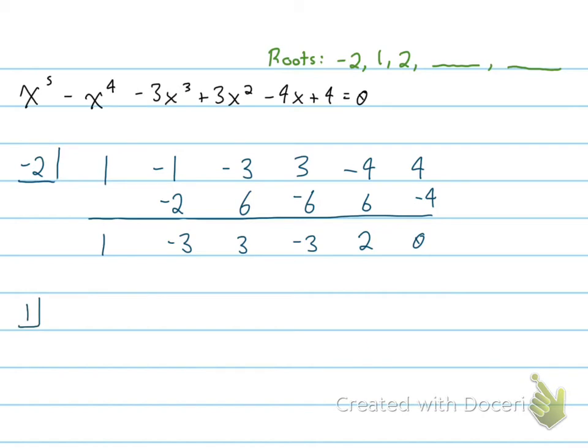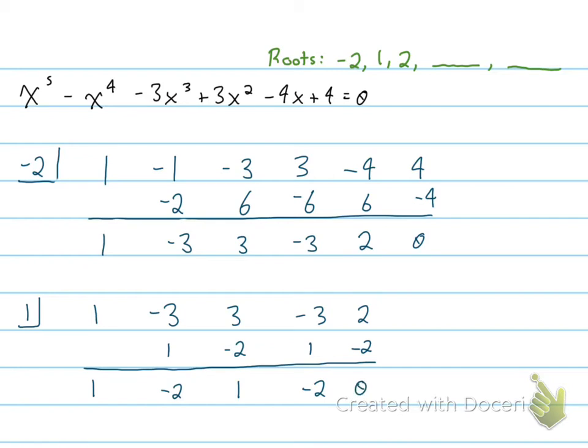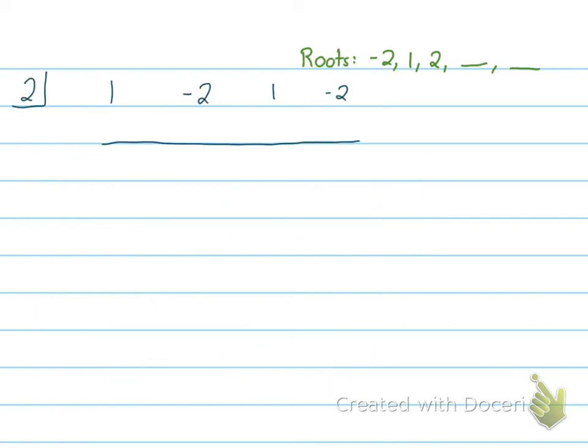And now I repeat that process again. I'm going to go with 1 now. Do the same process. And when I divide everything out, again, I should get 0 because, again, 1 is also a factor. And then I do the same process again. Bring down the 1. Factor out.